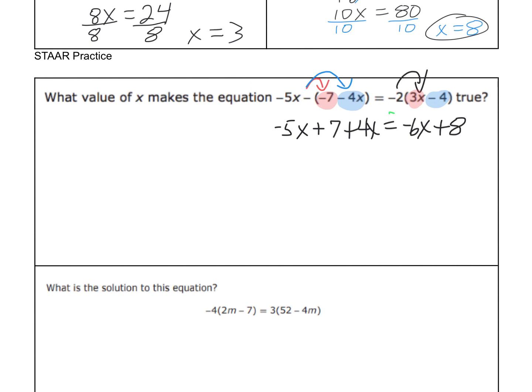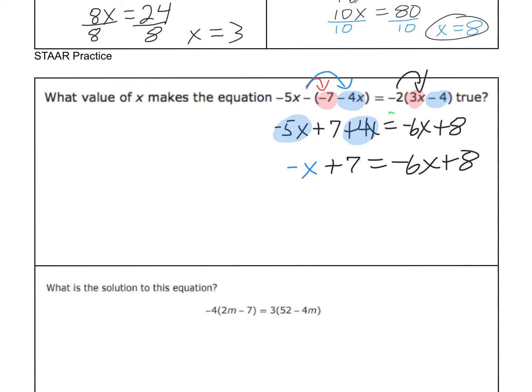All right, so now on the left side, we're going to combine our like terms. So let me highlight those. We have a -5x and a +4x on the left side. So when we combine -5x and +4x, we're actually going to get -x. Okay, so now we have -x plus 7 on the left side equals -6x plus 8. All right, so the next step is to get our variables together on one side. I'm going to get them together on the left side.